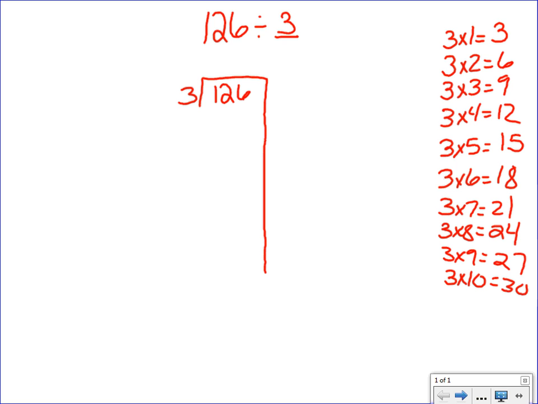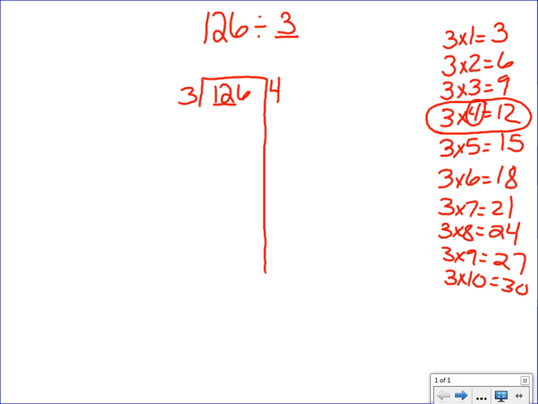Now, I'm going to try to get as close to 12 here as I can. So I'm going to look over here to my multiplication facts, and I'm going to look and see how close I can get to 12 without going over. Oh, here we go. 3 times 4 equals 12. So I'm going to circle the 4 because that's going to be my starting point. I'm looking at the 4th multiple. I'm going to come over here to my equation and I'm going to write down 4.